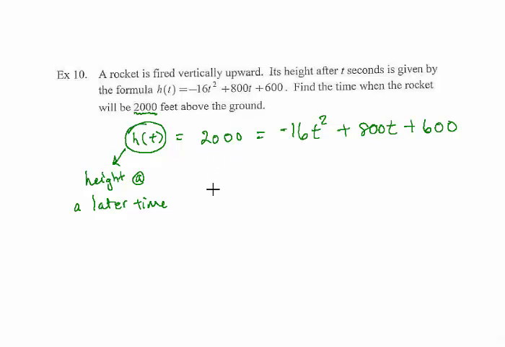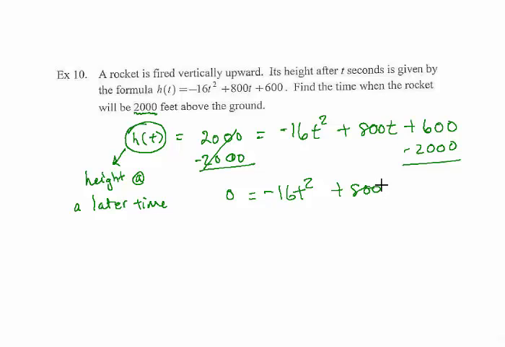Okay, so solving quadratic equations. First thing we want to do to our equation is move all of the terms to one side. So I'll subtract the 2,000 from both sides. That'll give us a 0 on the left. 600 minus 2,000 is a negative 1,400.